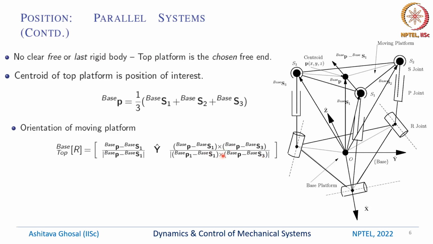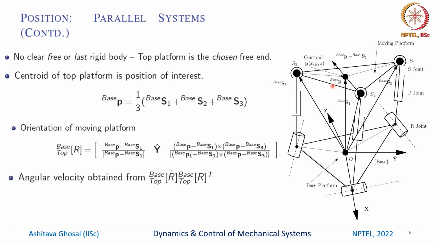So this vector is the z-axis, this is the x-axis, and the y-axis is the cross product of z and x. Remember, the rotation matrix is nothing but the x, y and z axes along the columns. So the first column is the x-axis, the third column is the z-axis, and the second column is the y-axis, which is nothing but z cross x. So we can find the orientation of the top platform with respect to the base, or the moving platform with respect to the base, if I know the locations of these three spherical joints.